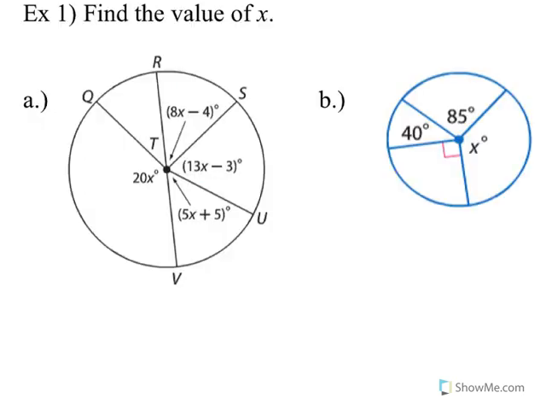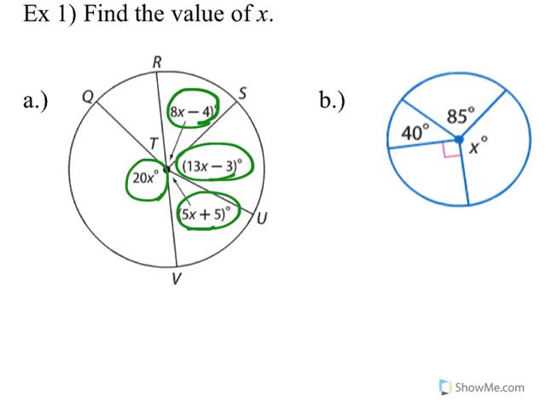Okay, so let's look at our first example. If we notice, they give us some angle measures. We know that angle RTS is 8x minus 4. Angle STU is 13x minus 3. Angle UTV is 5x plus 5. Angle VTQ is 20x. And they don't exactly tell us what angle RTQ is. Okay? So what are we going to do? How are we going to handle this?